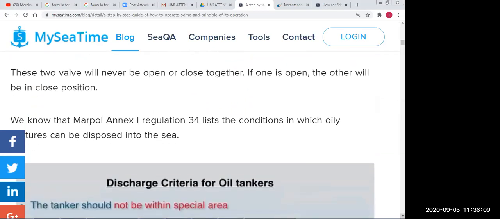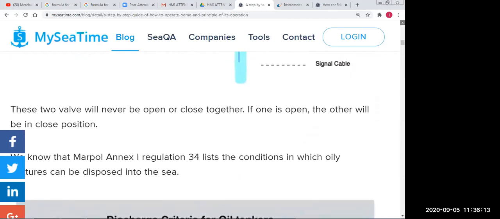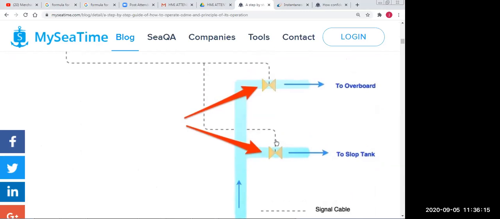So either your recirculation valve will be open or your discharge valve will be open. So we have two valves. The oil is coming out from the slop tank, and either it will go to discharge, otherwise there will be a recirculation line which will return the oil back to your slop tank if it is not able to discharge.